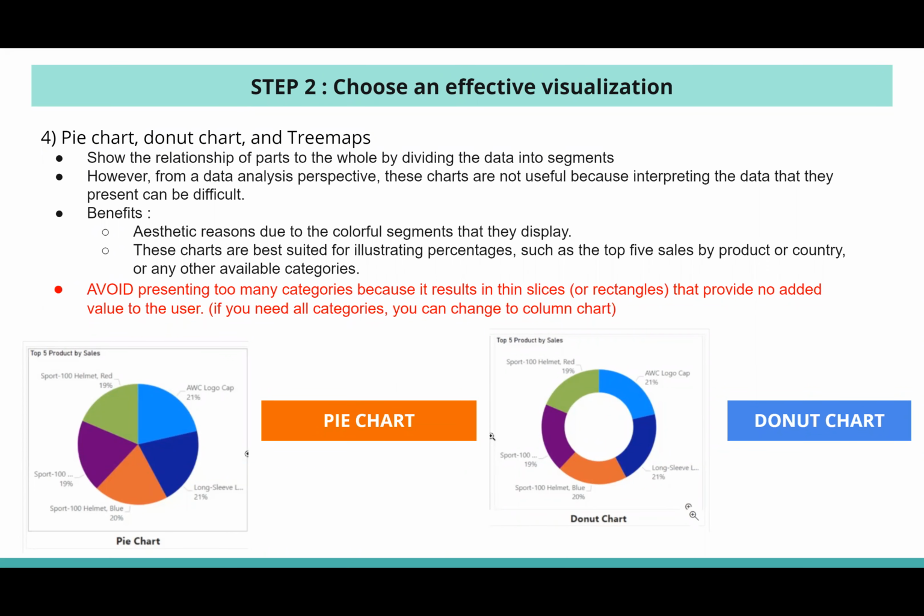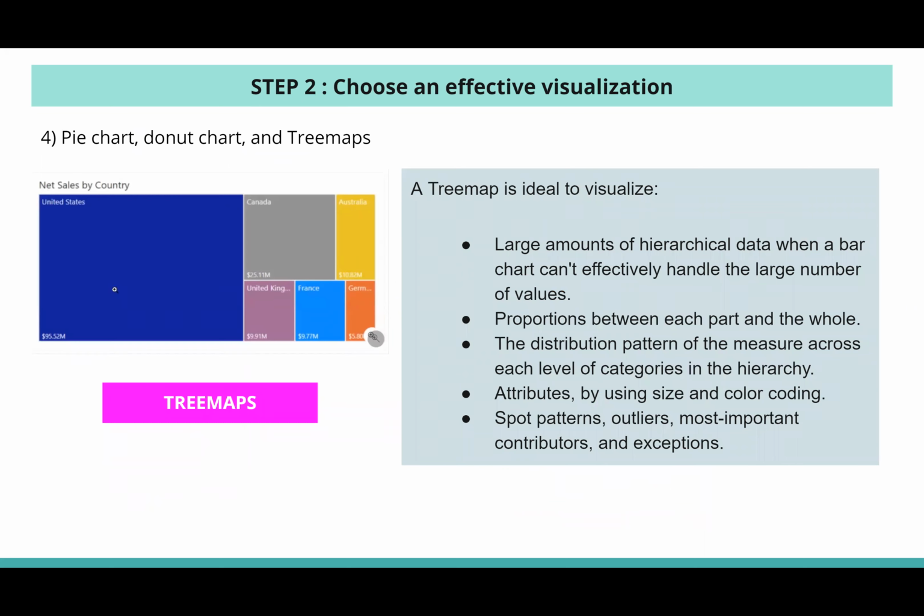The next one is the treemap. Treemaps are very helpful to show hierarchical data, where a bar chart can effectively handle a large number of values. The size is based on the characteristics of the data, like which one is more important and which one has a bigger size or number. And then we can change the attributes, the color coding, and the patterns. Okay, so this is the treemap.